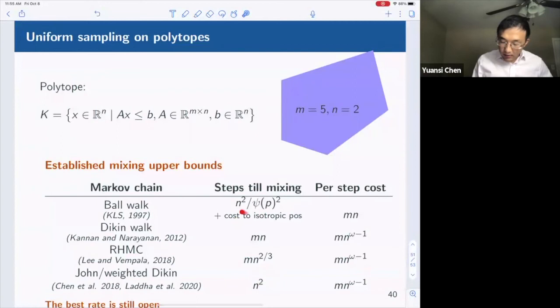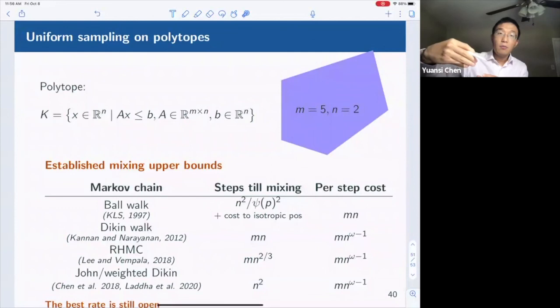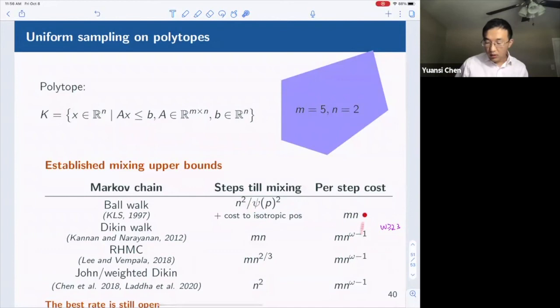You can see that the mixing time bounds sometimes can be better than the mixing time bound for the ball walk. But the overall cost will be large, because at each iteration, when you try to get ellipsoid proposals, you have to solve a linear system instead of just checking a linear system. The per iteration cost will depend on the matrix multiplication constant, which is larger than 2.3. And you can see the per iteration cost is larger than the ball walk.